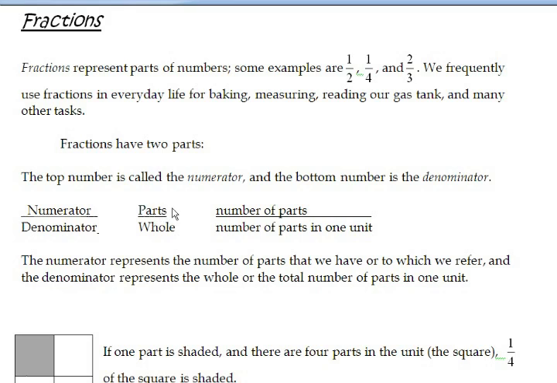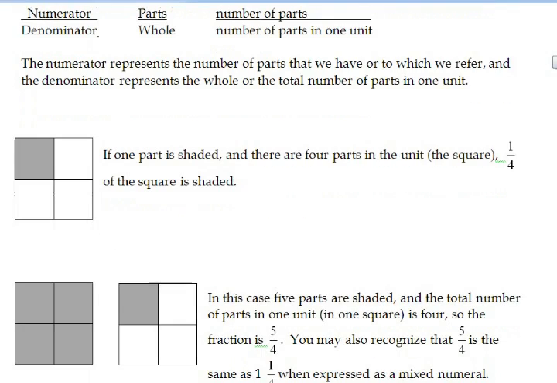The numerator represents the number of parts that we have, or the number of parts that we're talking about, while the denominator represents the whole, or the number of parts in one whole unit. So let's look at some examples of fractions.